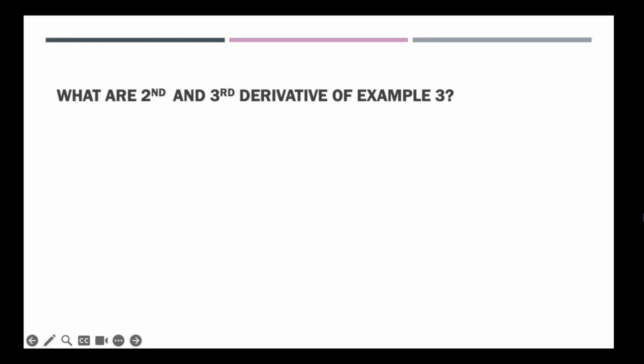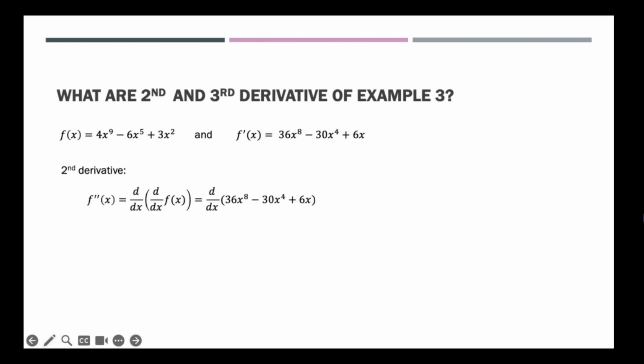So what are the second and third derivatives of example 3? Example 3 is the function f(x) that looks like this, and we have already obtained the result of the first derivative. To find the second derivative, we have to use the previous derivative result to differentiate and find the next derivative. This is the result of the first derivative, and we use it to find the second derivative, and the result will be like this.